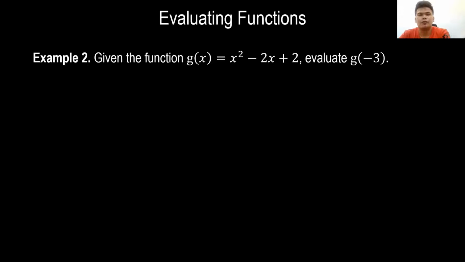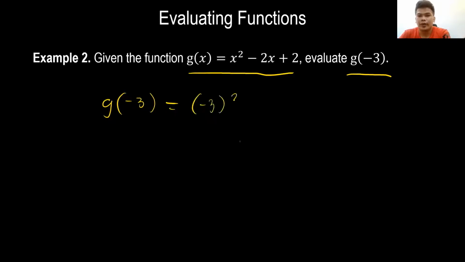For our second example, we have the given function g of x is equal to x squared minus 2x plus 2. Then evaluate g of negative 3. So here, our function is defined as g of x is equal to x squared minus 2x plus 2. Then we try to evaluate this function when x is equal to negative 3. So we have g open parentheses. Then we take the value of our x, which is equal to negative 3. Then plug in to the x variable of our given function. So we have negative 3 squared minus 2 times negative 3 plus 2.